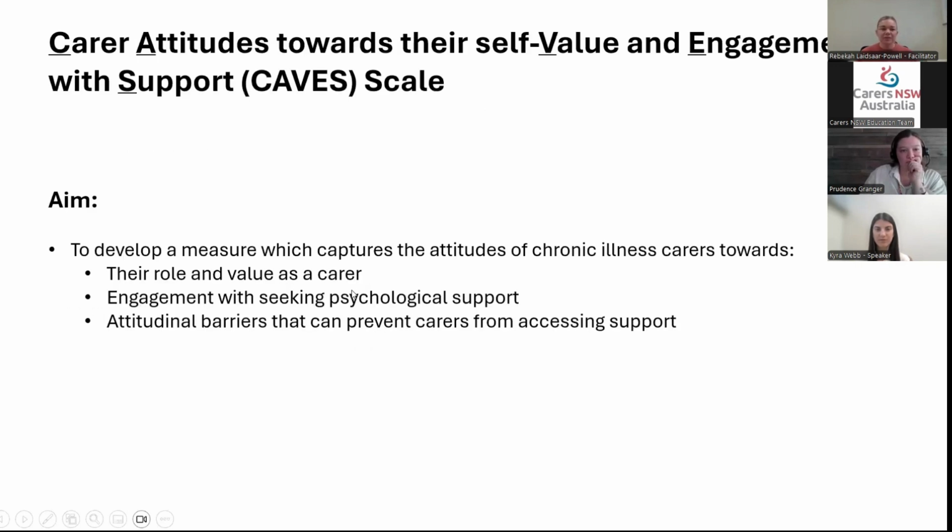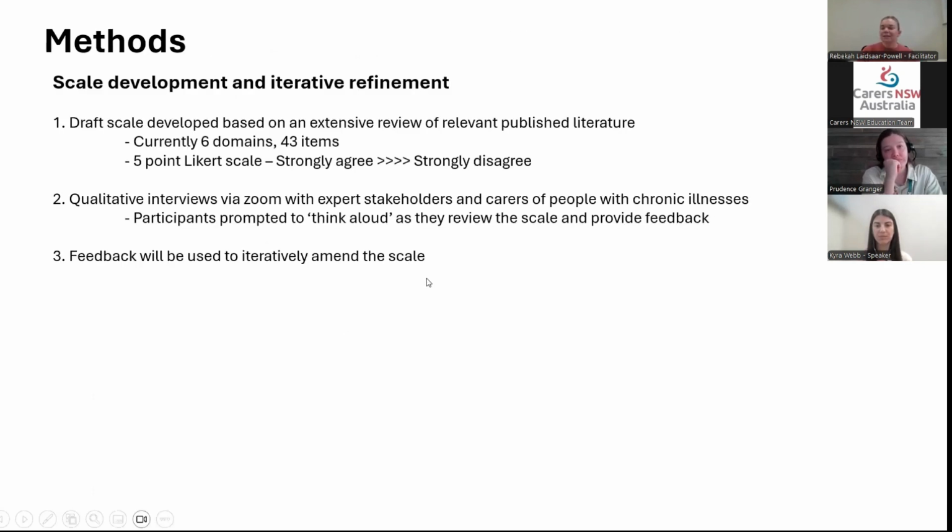So that's where we've come to develop the CAVE scale, which is the Carer Attitudes towards their Value, towards their Self-Value and Engagement with Support scale. The aim of this study that I'm talking to you about now is to develop a measure that captures the attitudes of carers towards their role and value, their engagement with support, and any of those attitudinal barriers. So what we're doing is we're developing this scale from the ground up. This is really right at the start of the process.